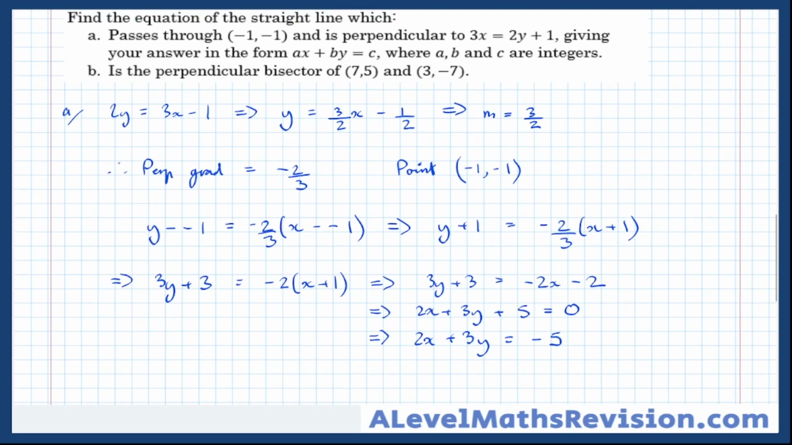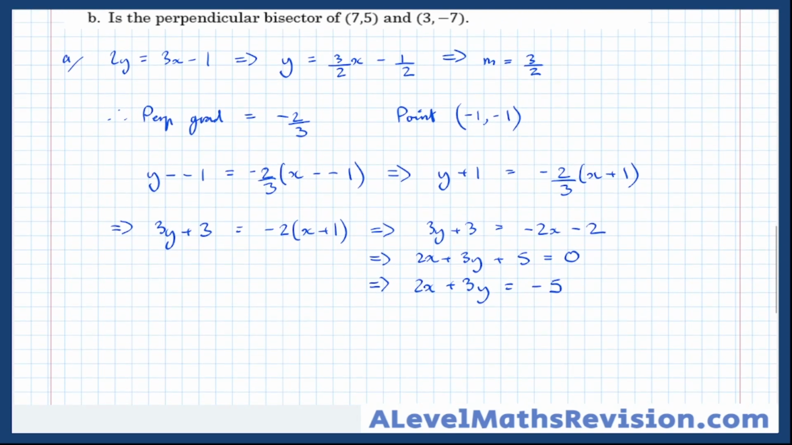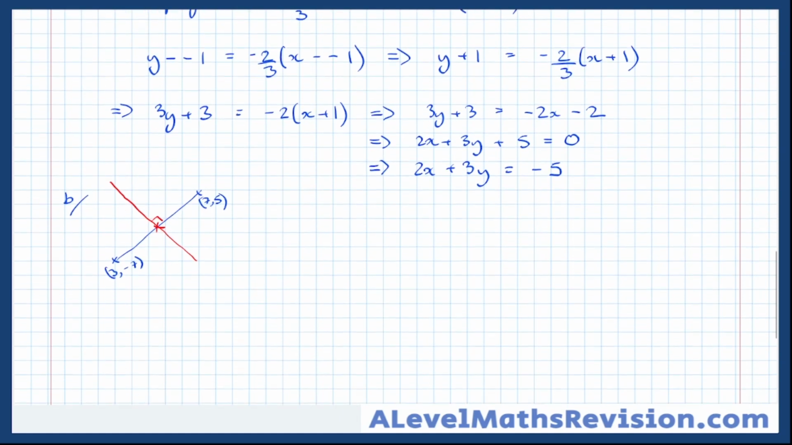Right, so part B, we're saying find the equation of the straight line, which is the perpendicular bisector of (7, 5) and (3, -7). So part B, and let's get a bit of a diagram going. We've got (7, 5), let's say that's there, and (3, -7), let's say that's there. So a perpendicular bisector, well, bisect means cuts in half, and perpendicular means at 90 degrees to, so it's the line that cuts in half and is perpendicular to the blue line joining those points.